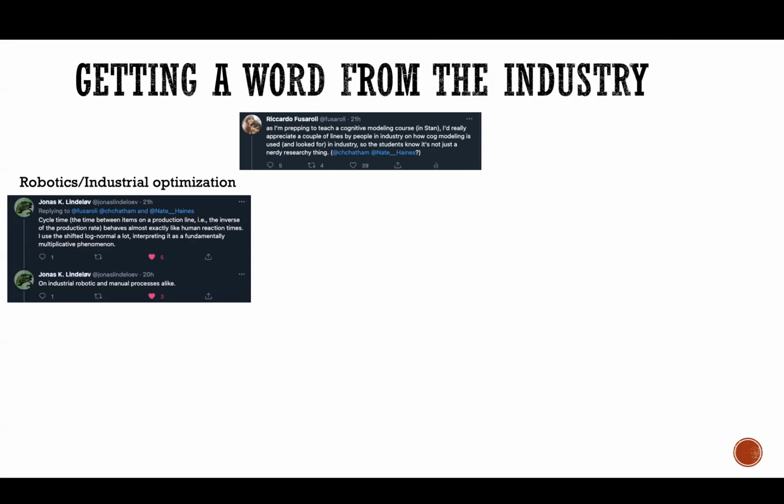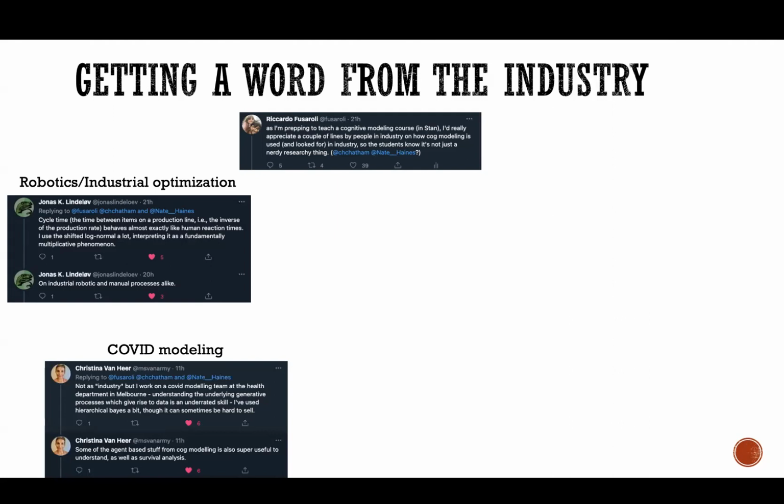He says, I use the shifted log normal a lot, interpreting it as a fundamentally multiplicative phenomenon, in industrial robotics and manual processes alike. So even without actually going into cognitive modeling, learning how to go from our intuition of the data into an actual formula with links is something that Jonas is using on a daily basis as he tries to optimize the production line.